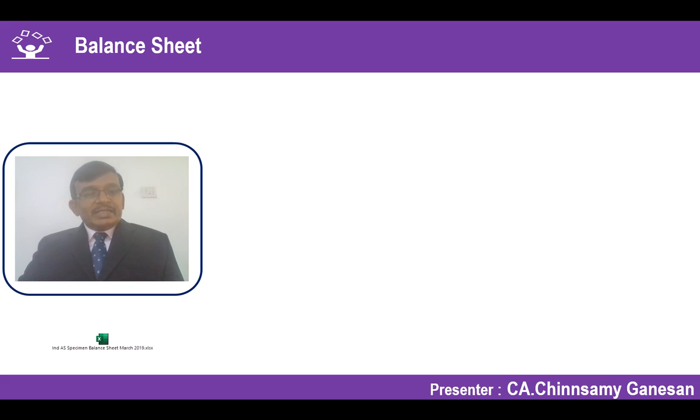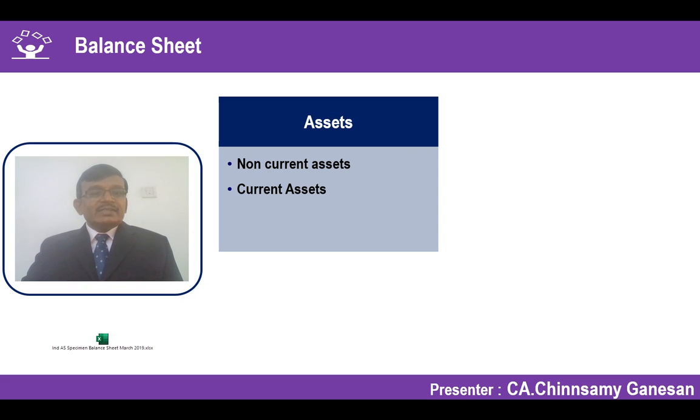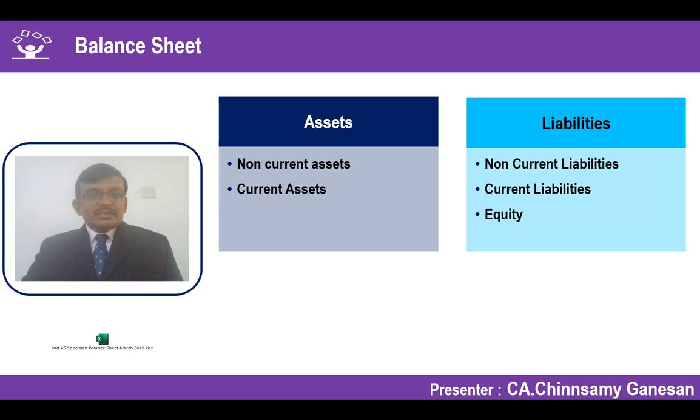Let's move on to the balance sheet under Ind AS. Interestingly, the format of the balance sheet under Ind AS is not different from that of a company which is not following IGAAP. When I'm saying the format of the balance sheet, I'm just trying to say that the format requires the assets to be disclosed as non-current asset and current asset. The liability should be disclosed as non-current liabilities, current liabilities, and equity. This is a normal requirement which has to be done for the purposes of presentation of a balance sheet.